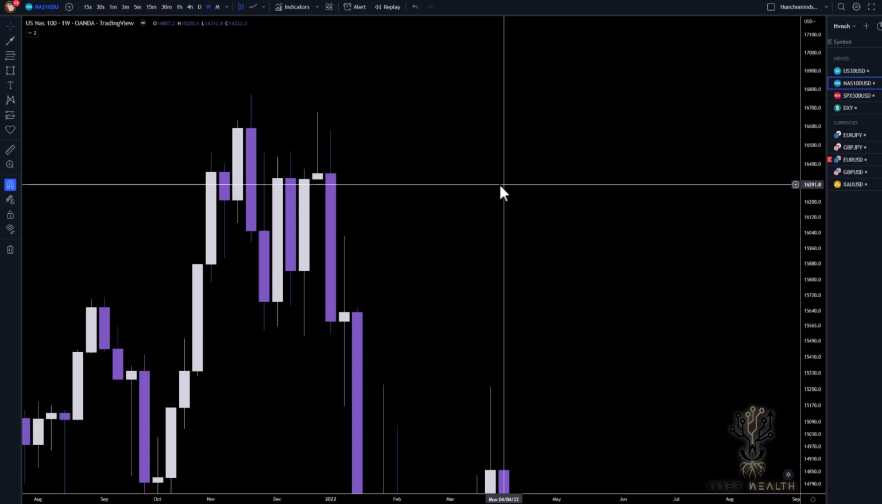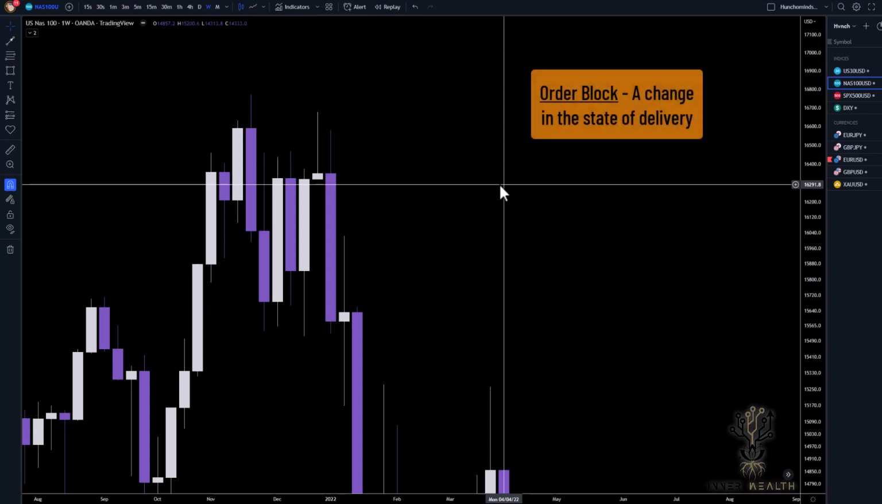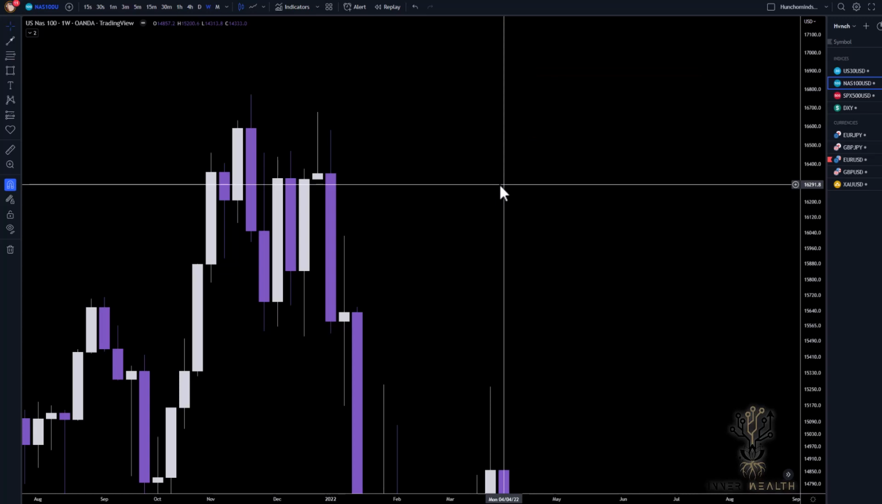So first, I want you guys to understand what an order block is. Write this down. This is the most simplified version of what an order block is. It is a change in price delivery. An order block is a change in price delivery. There's no other definition for it. I got that from the source himself, the individual that created the order block theory. His most simplified version of it is a change in price delivery.